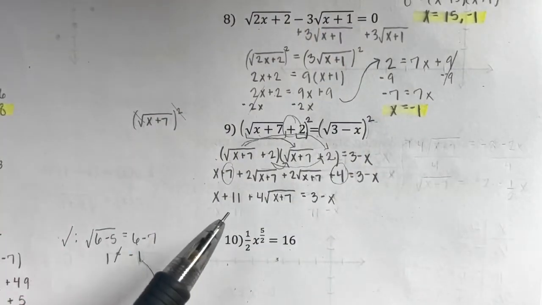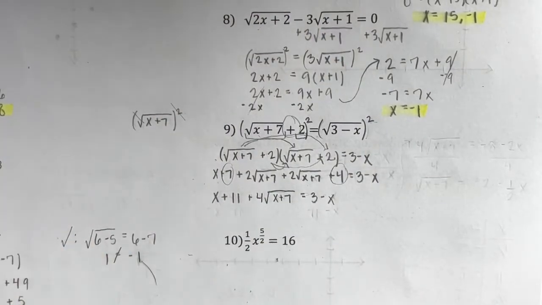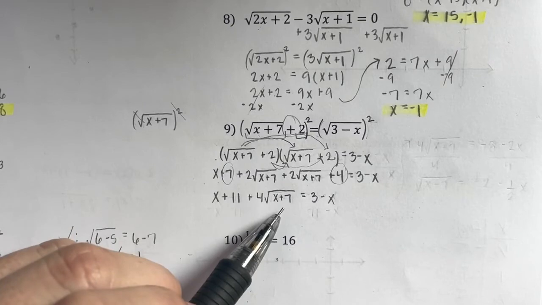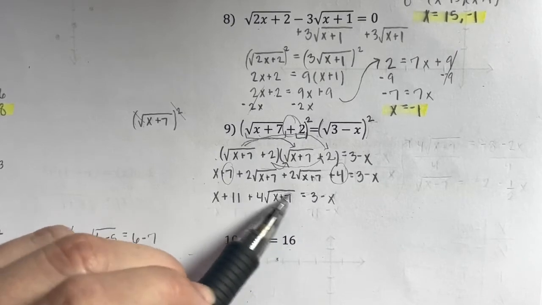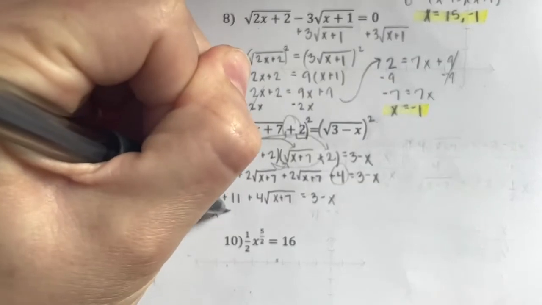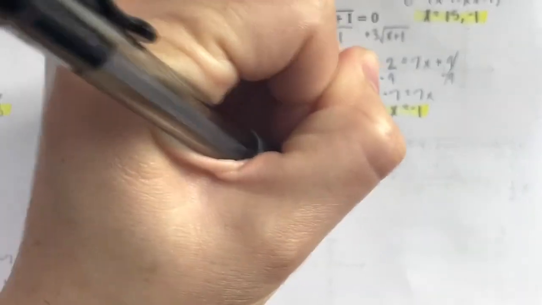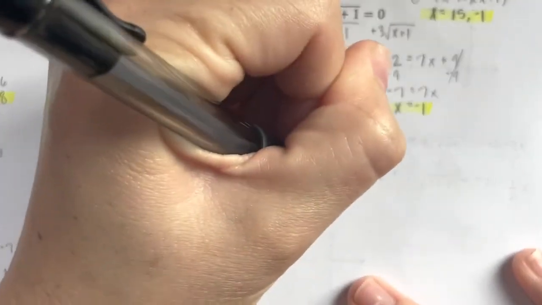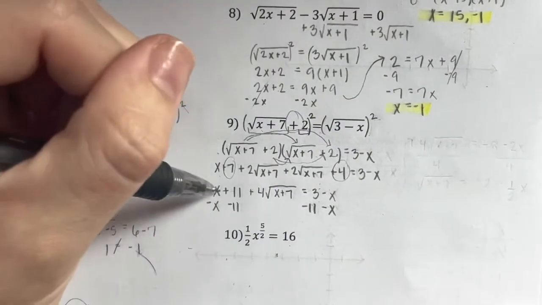And now that we're at this point, this becomes a problem similar to the ones earlier in the notes, where our first step technically is to isolate the radical. It just took us a little bit to get there. So now we can isolate this square root of x plus 7. We can subtract the x over and subtract the 11 over. So make sure you subtract the 11 from the 3 and the x from the negative x. So these cancel out.